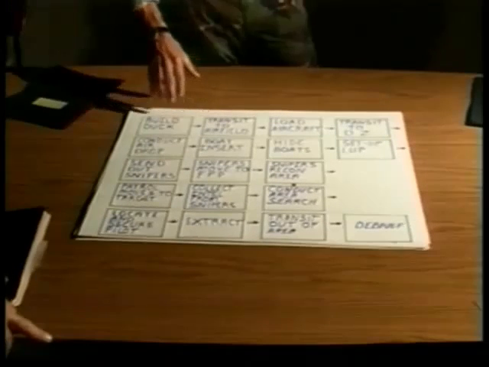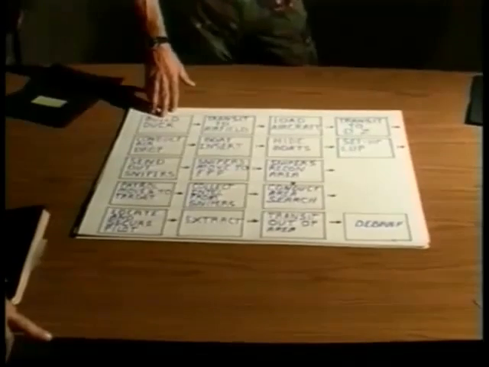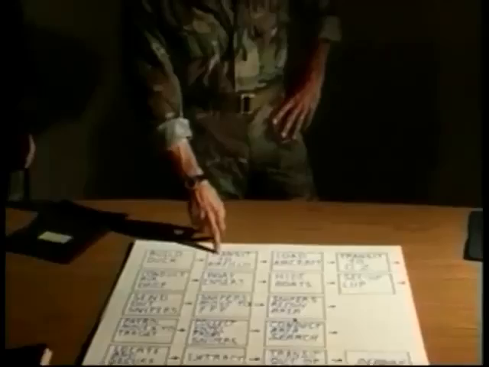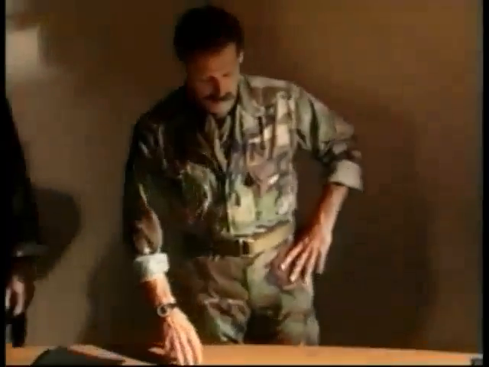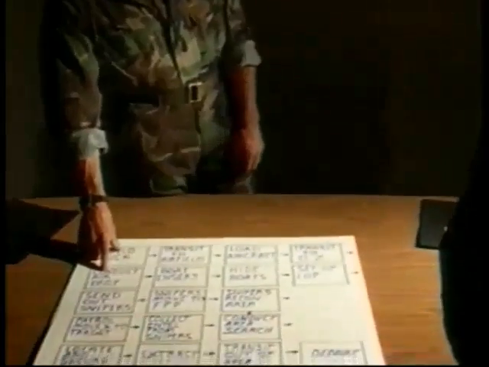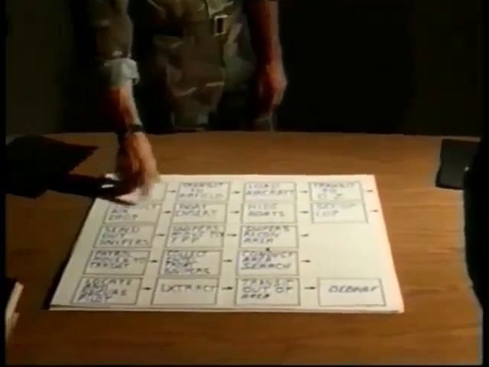Look at the chart here. These are the essential phases of the operation. Build the deck, which we've already completed. We're going to transit to the airfield. Load the aircraft. Via the aircraft, we're going to transit to the drop zone. We're going to conduct the airdrop, which will be a water jump.